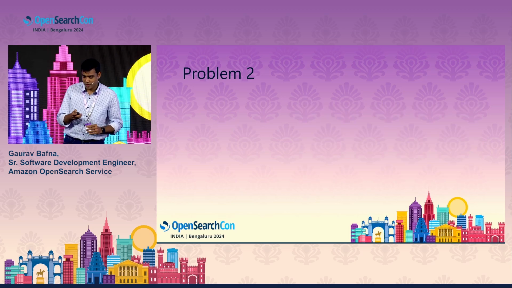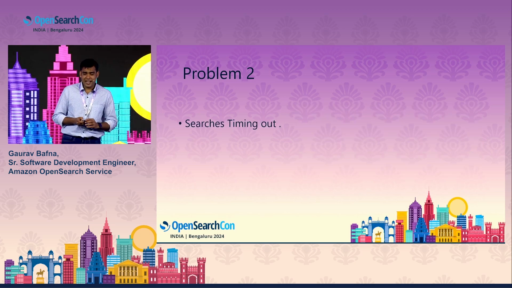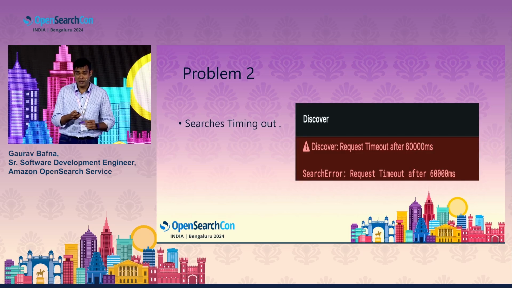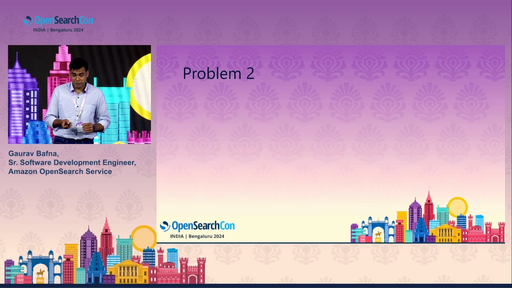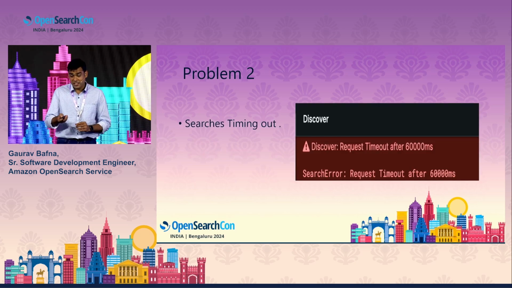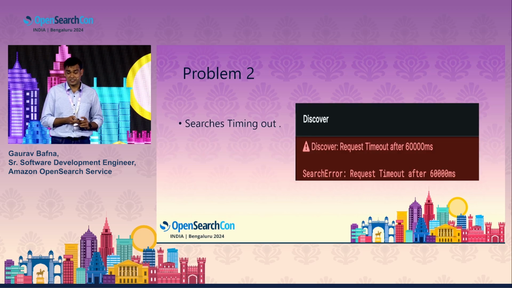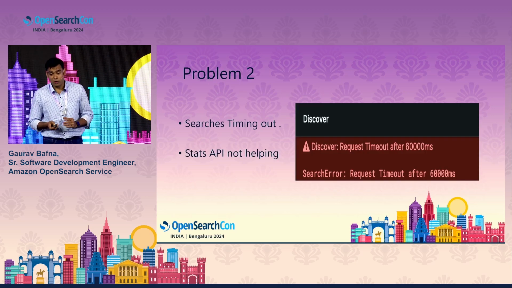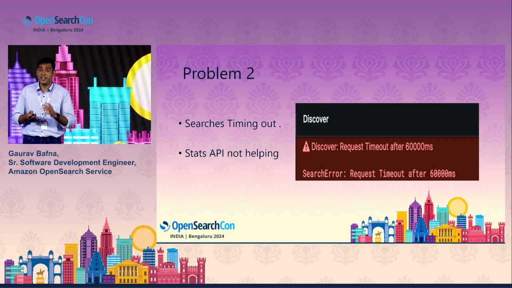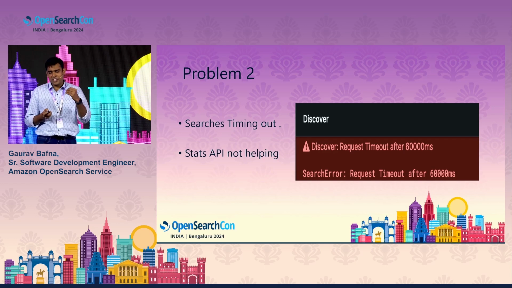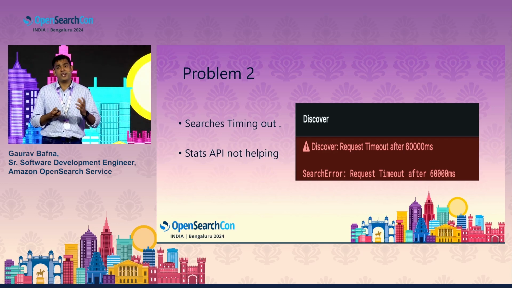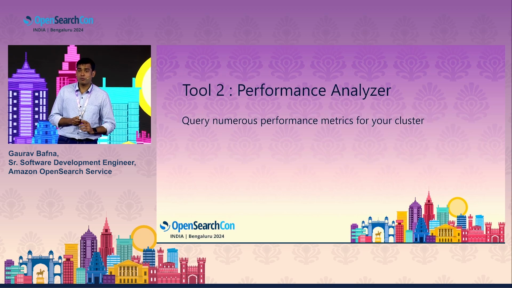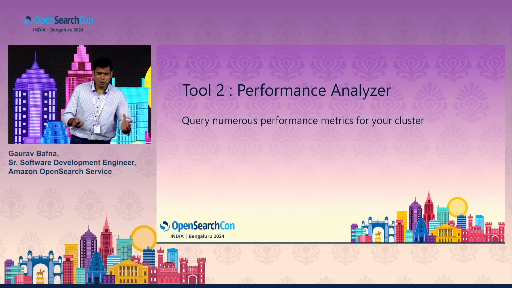Let's come to a second problem. So we see that the searches are timing out. You can see the request times out after 60 seconds, right? Now the stats API doesn't help us here, because it only gives us the average latencies. Even if it gives the latencies, it will not provide us with the details on how to go about it, right? So we turn to Performance Analyzer.